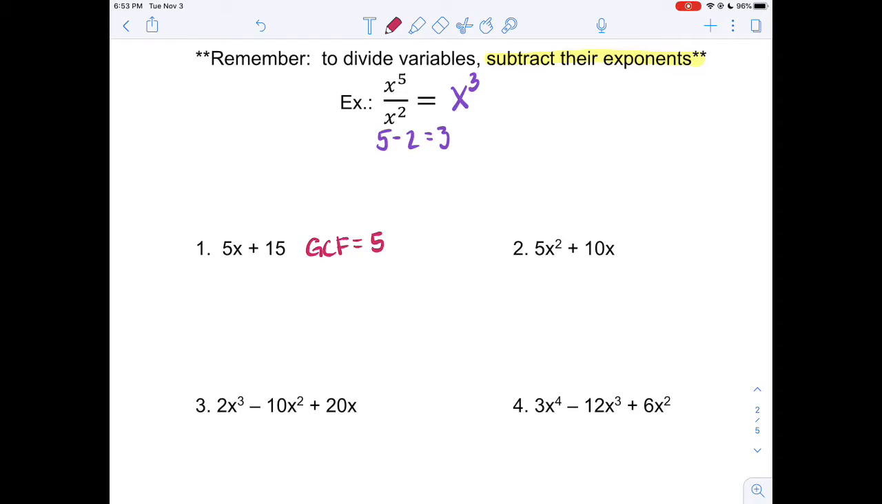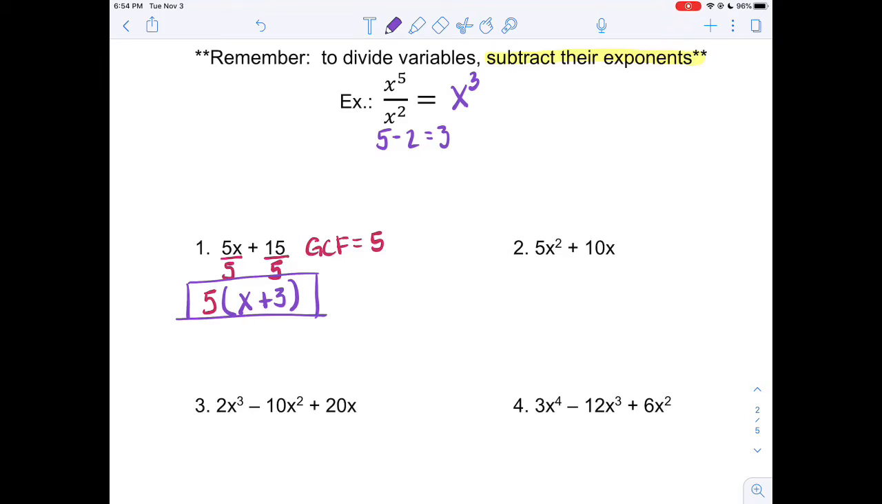In order to bring that out, what I want to do is basically undistribute it. So when we distribute something, we multiply it. So when we undistribute or pull it out as a greatest common factor, we divide it. So I'm going to divide both of these by 5. And so that 5 is going to come out to the outside of my parentheses, and I'm going to be left with, let's see, 5x divided by 5 leaves me an x, and 15 divided by 5 leaves me with 3. So my expression with the greatest common factor of 5 pulled out is 5 times x plus 3.